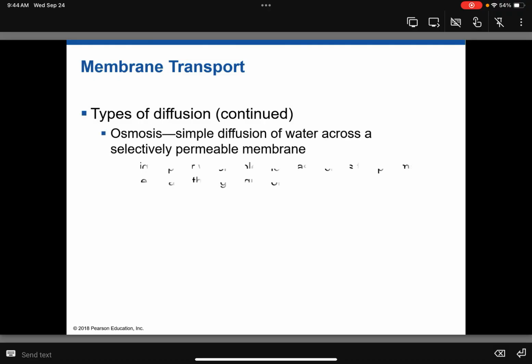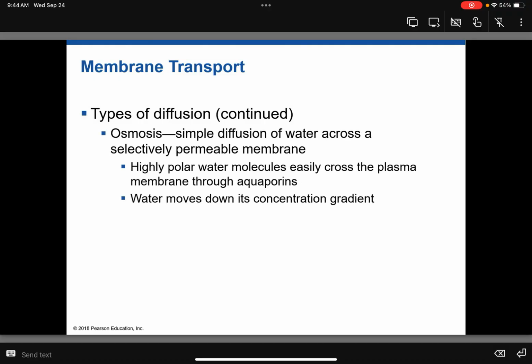Our next type is osmosis, which is the diffusion of water. So highly polar water molecules easily cross the plasma membrane through channels called aquaporins. So a little protein that is embedded in the membrane, and it allows the passage of water through the membrane. And the water is also going to move down its concentration gradient. So it goes from high concentration to low concentration.